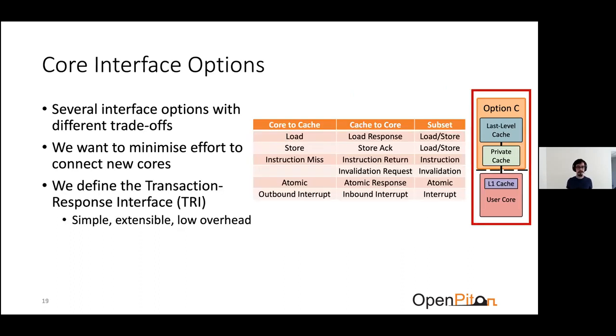The interface itself is called the transaction response interface, or TRI, and it's designed to be simple in terms of the number of message types that there are, and extensible in that you can choose which subsets you want to implement based on the functionality that you want to have in the system. And it's intended to be low overhead, right? In terms of state machines and other logic that you might need to connect to this interface and have your core become part of the system.